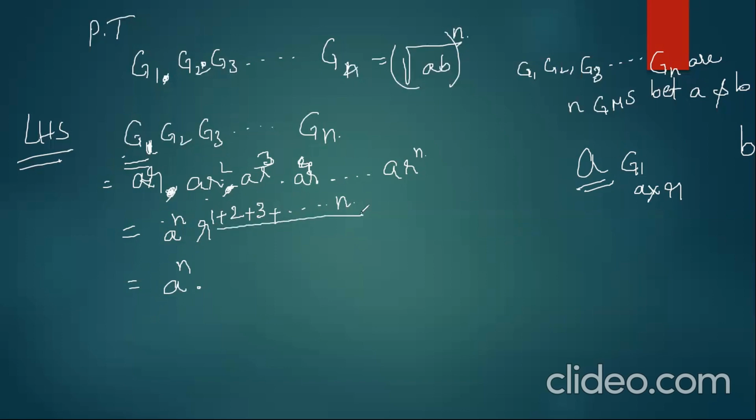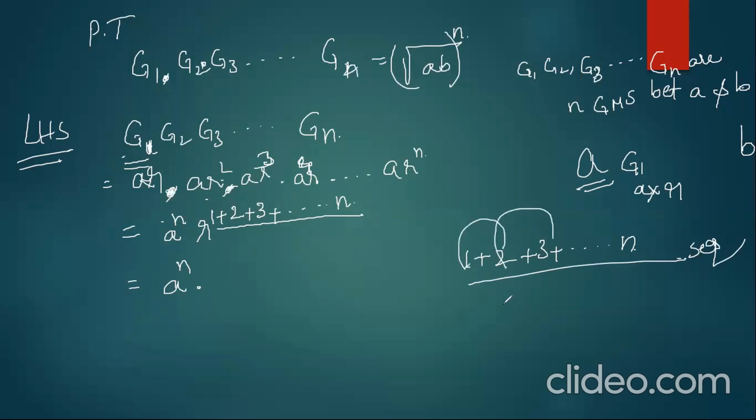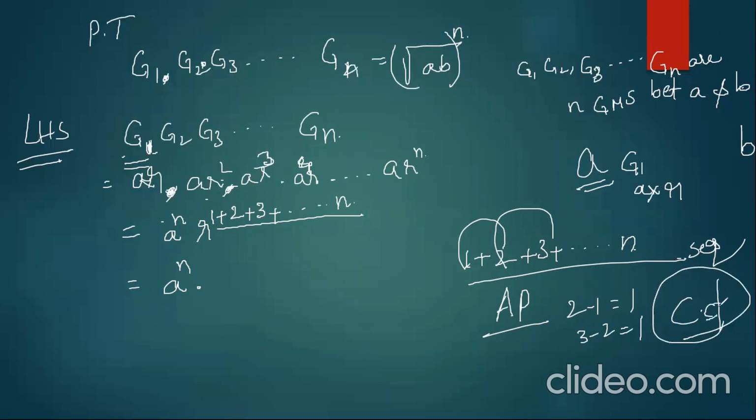Now you observe this again. 1 plus 2 plus 3 plus so on up to n. What kind of sequence is it? Can you guess? No doubt it is an AP. Very good. 2 minus 1 is equal to 1, 3 minus 2 is equal to 1. That is, the common difference is the same. No doubt it is an AP, right? So can you find the Tn now? Come on, let us find Tn.